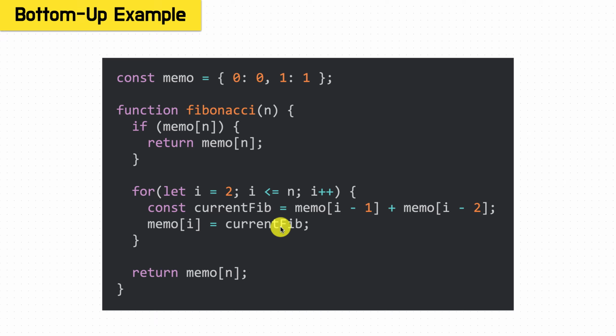solution. So each iteration in the loop is a subproblem, and we solve that subproblem or find the solution to it by using the answer to previous subproblems to find the answer to the current subproblem.